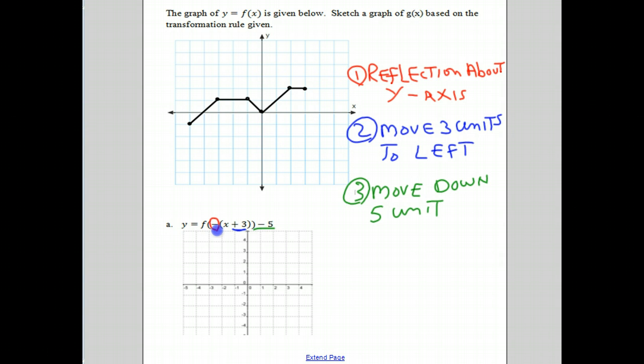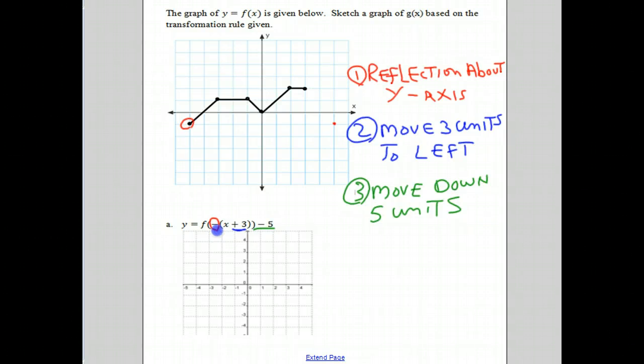So we're going to do this for each of the points that you see on the graph. We'll go from left to right and do each of those transformations. So taking the point on the left, according to this, we're going to reflect it about the y-axis. So this point, which is at negative 5, negative 1, will move to positive 5, 1. So this point moves to 5, 1 there.